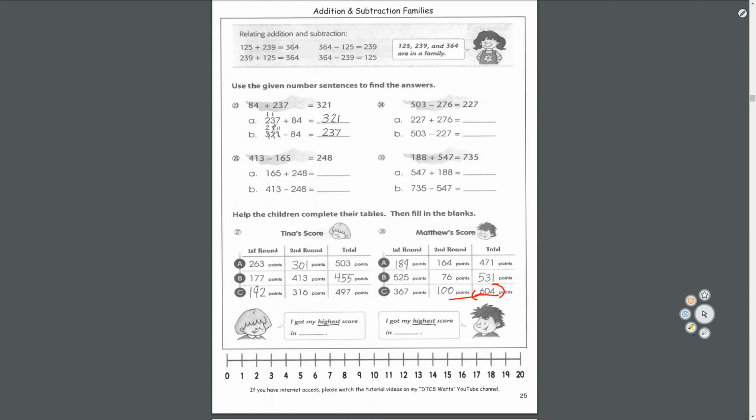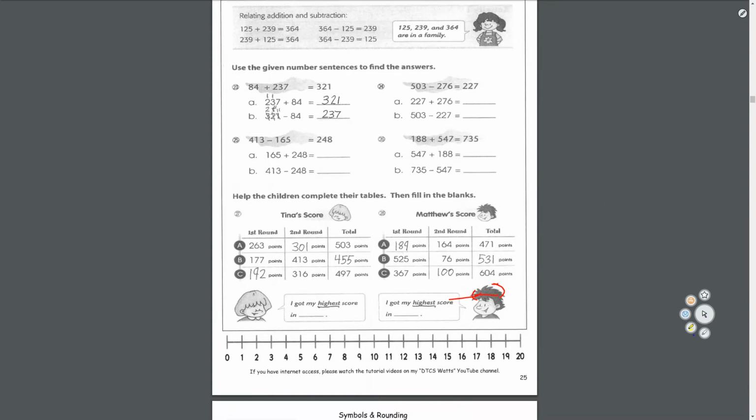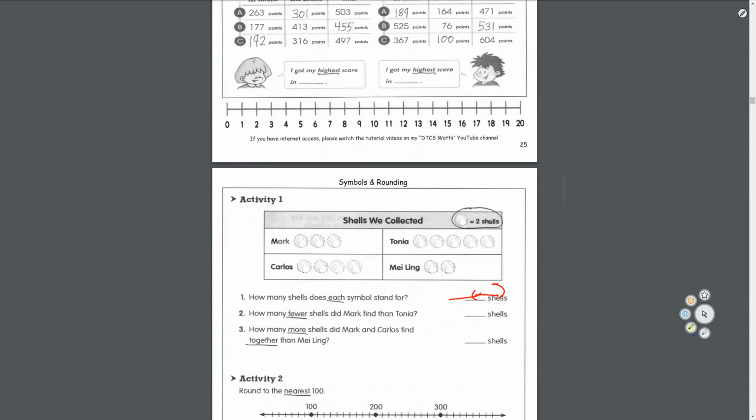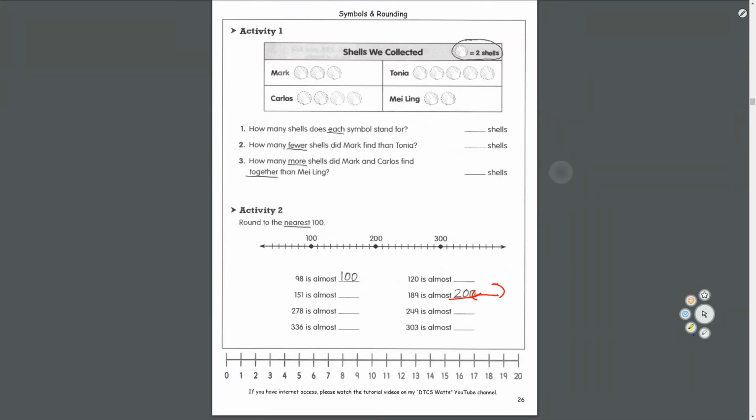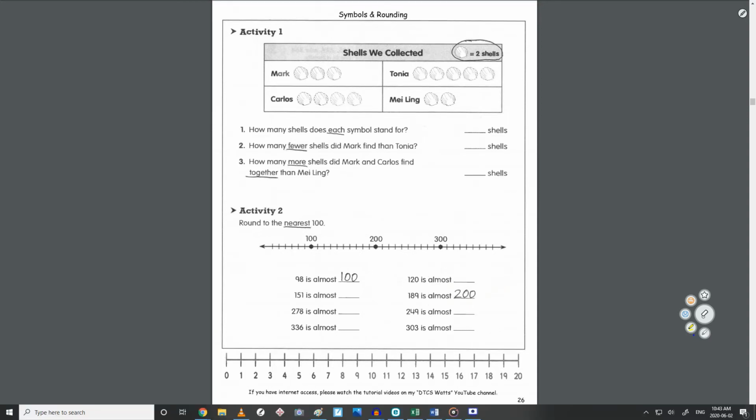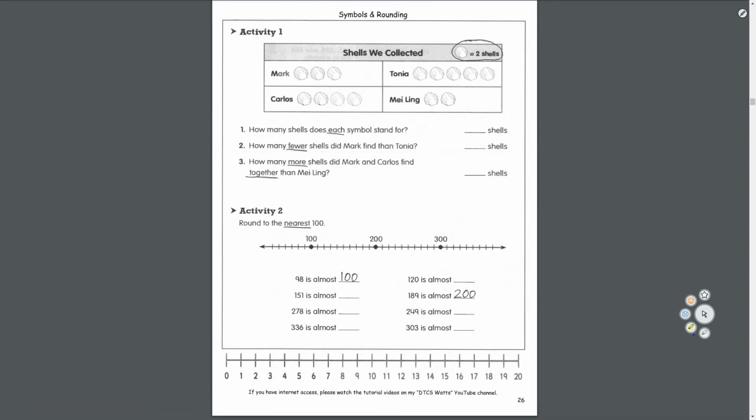All right, next page. This is about symbols and rounding. So a symbol is like a picture that represents a number. Symbols and rounding. Activity 1.